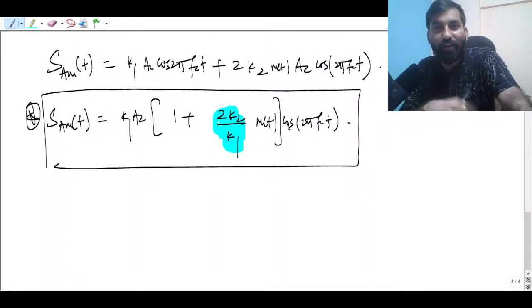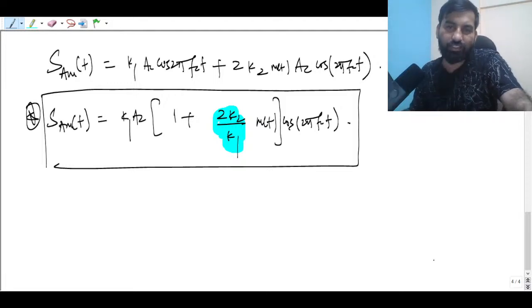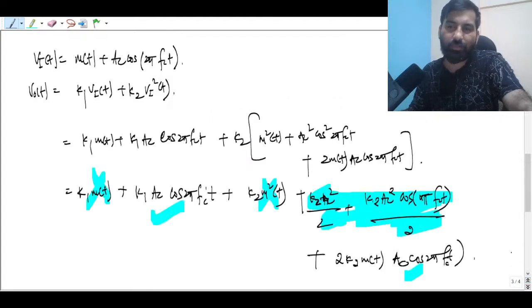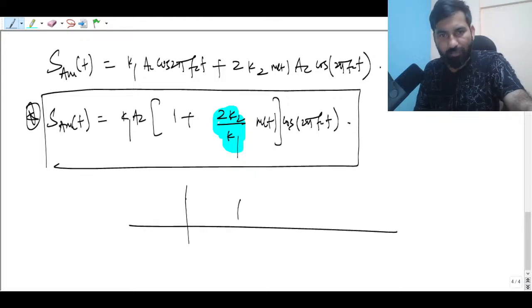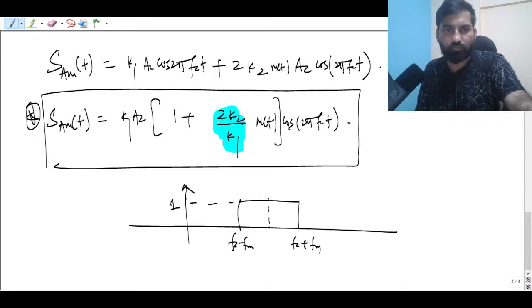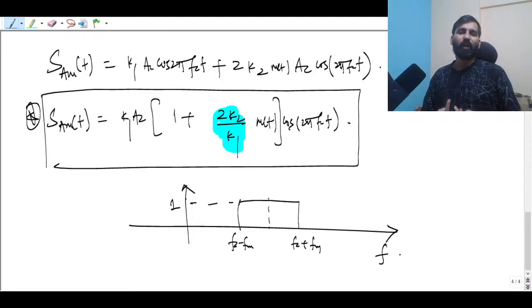Square law device, that is a nonlinear device. Okay, I think this is understood. We will pass it through a band pass filter. Our band pass filter looks something like this. This is the band pass filter, you can see the ideal band pass from FC minus FM to FC plus FM, right? And this is 1. So you will get this, and this looks like a standard AM, right? So I think you understood what this square law modulator is, right?